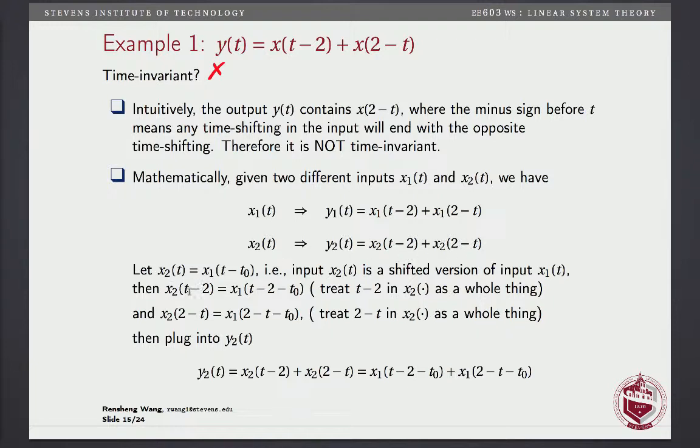So for this first term, this should equal x1(t minus 2 minus t naught). Why? Because you can just replace t by t minus 2, right? You get this term. Similarly, for x2(2 minus t), you just treat 2 minus t as a whole thing, so that should equal x1(2 minus t naught). So we plug into y2(t), and you get something like this.